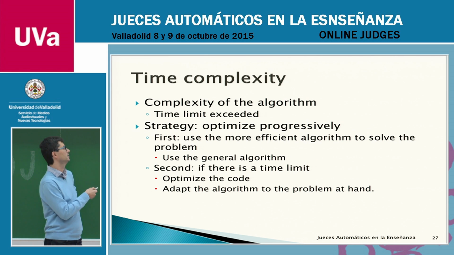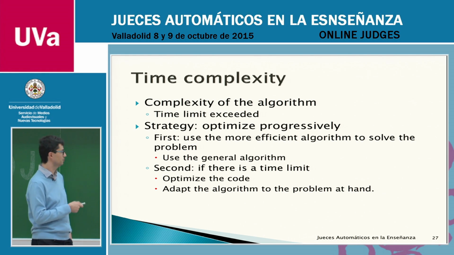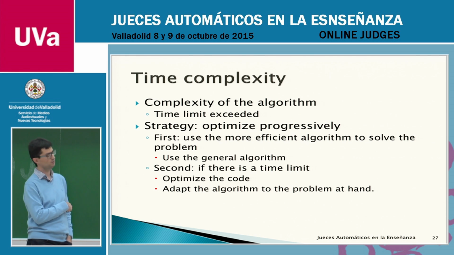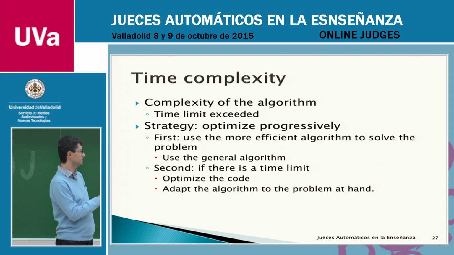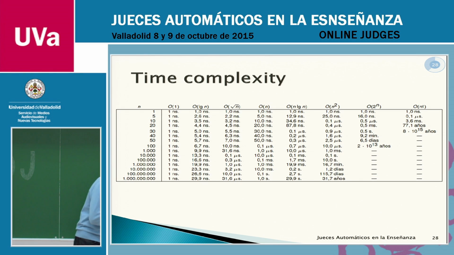The best thing is to start with the algorithm, using one of the techniques we have shown before. If this is not working, the second thing you should do is try to find places in your code that should be optimized. So given the general solution you have, you need to find places where you can improve that solution, using the characteristics of the problem to reduce the complexity and find a solution that is inside the limit of the judge.